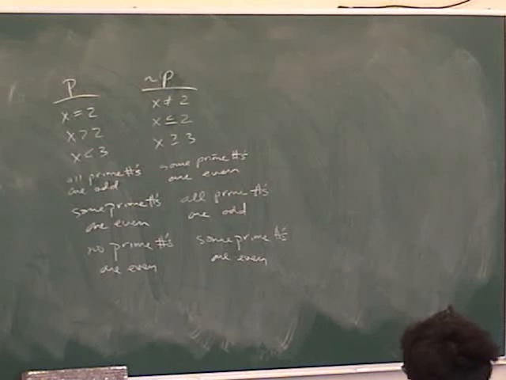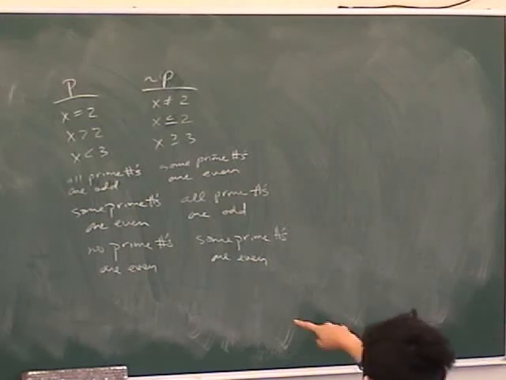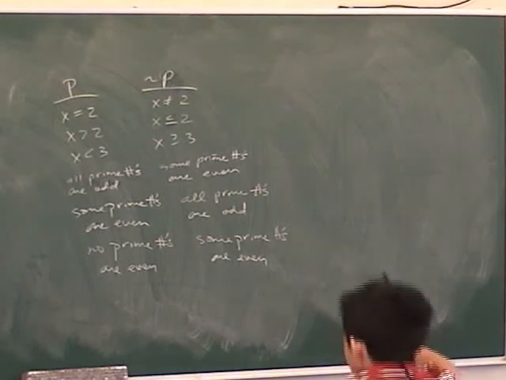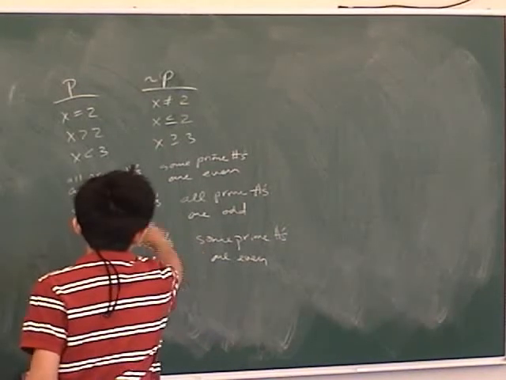Say that again? So no prime numbers are even. Wait, no, it's a contrapositive. What? What are you saying? Aren't these the same? Because they're negations of... These two are the same.